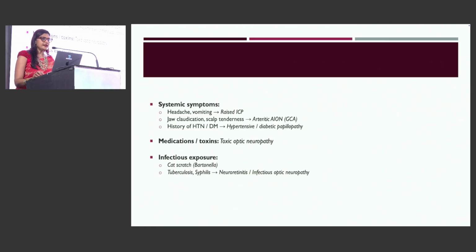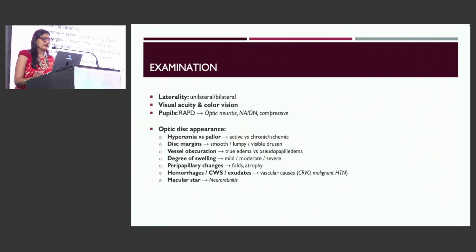Once you have examined, you can use this part of the history retrospectively also. So in your examination, you're going to look at the laterality first. You're looking at visual acuity and color vision. You're looking at presence of RAPD. In the optic nerve appearance, what should you look for? You should look for, is it a pallid disc edema or is it a hyperemic disc edema?